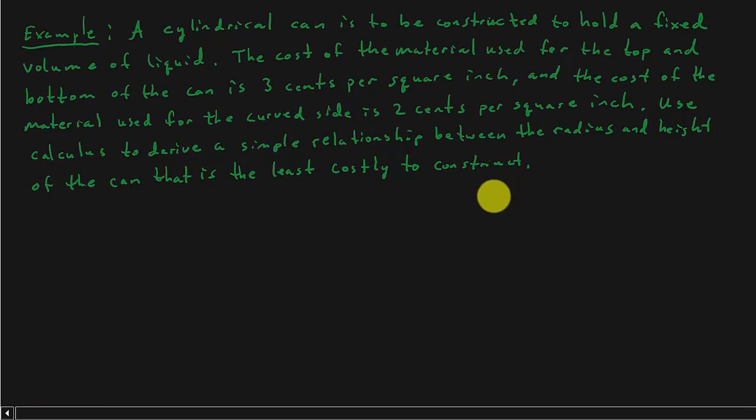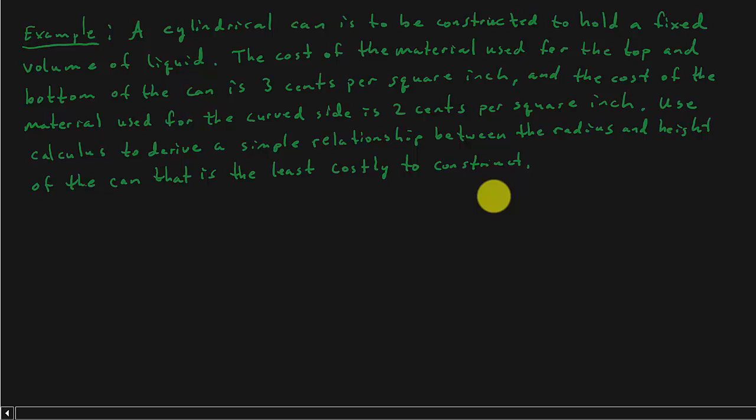Let's look at this one. We've got a cylindrical can that is to be constructed to hold a fixed volume of liquid. The cost of the material used for the top and bottom of the can is 3 cents per square inch, and the cost of the material used for the curved side is 2 cents per square inch. Use calculus to derive a simple relationship between the radius and height of the can that is the least costly to construct.